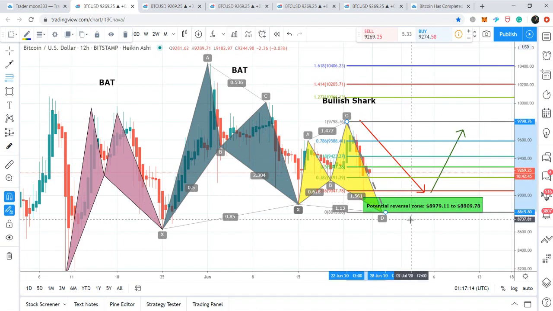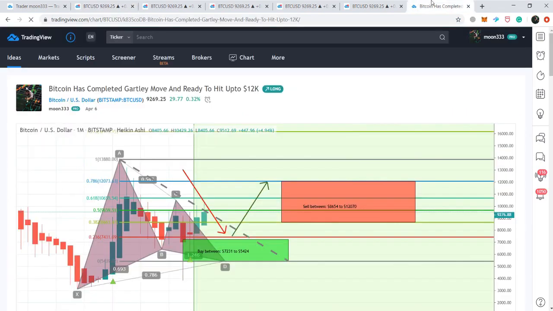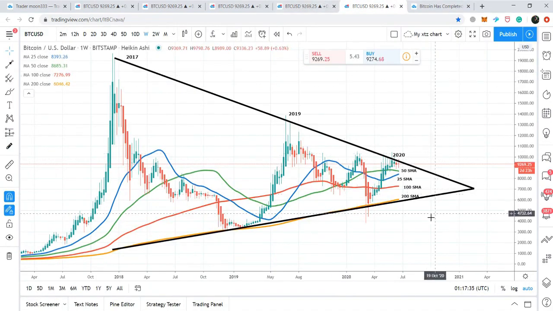However, this should be our stop loss, because once it is broken down, then it can move all the way down to the previous support of $8,200, and if that is broken down, then we can expect another bearish move to $6,000. That is the support of the really very big triangle that is formed on this weekly chart, and here we have the 200 simple moving average support as well.